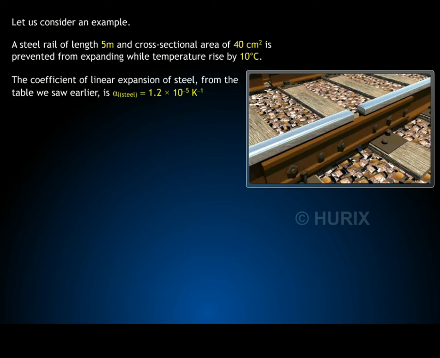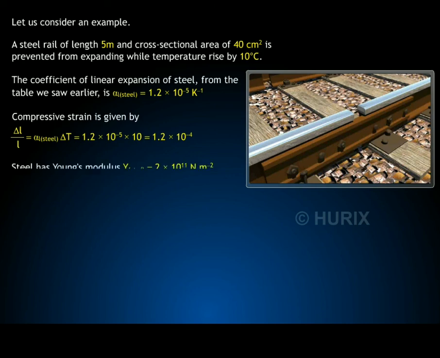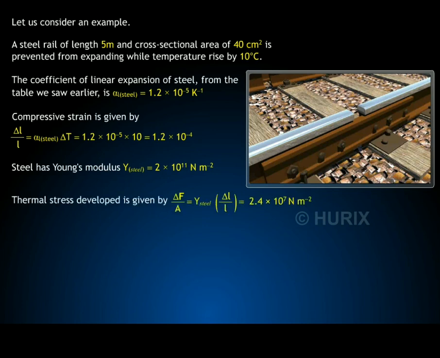The coefficient of linear expansion of steel from the table we saw earlier is alpha L steel equals 1.2 into 10 raised to minus 5 per Kelvin. Compressive strain is given by delta L by L equals alpha L steel delta T equals 1.2 into 10 raised to minus 5 into 10 equals 1.2 into 10 raised to minus 4. Steel has Young's modulus Y steel equals 2 into 10 raised to 11 Newton per meter square. Thermal stress developed is given by delta F by A equals Y steel into delta L by L equals 2.4 into 10 raised to 7 Newton per meter square.